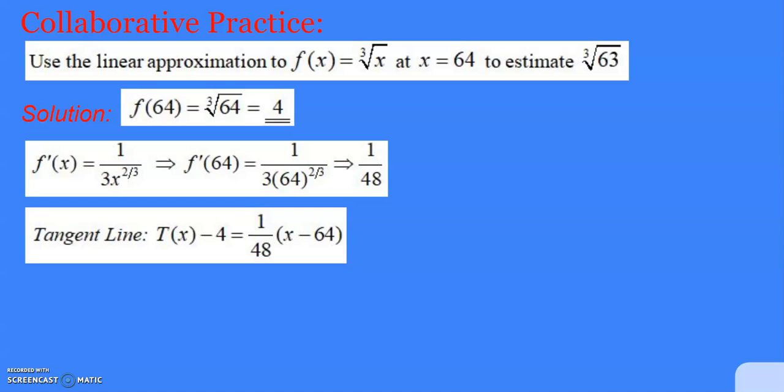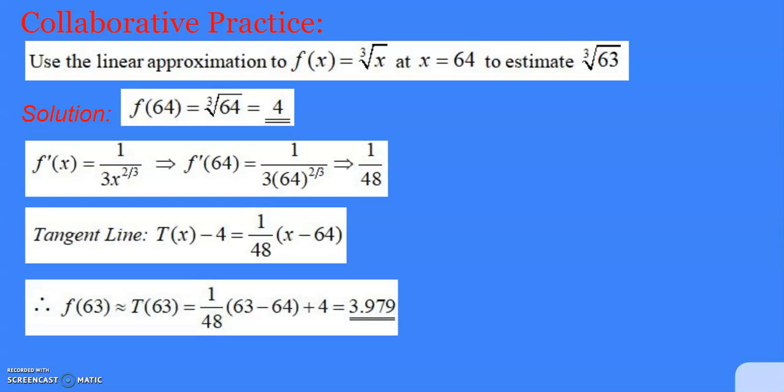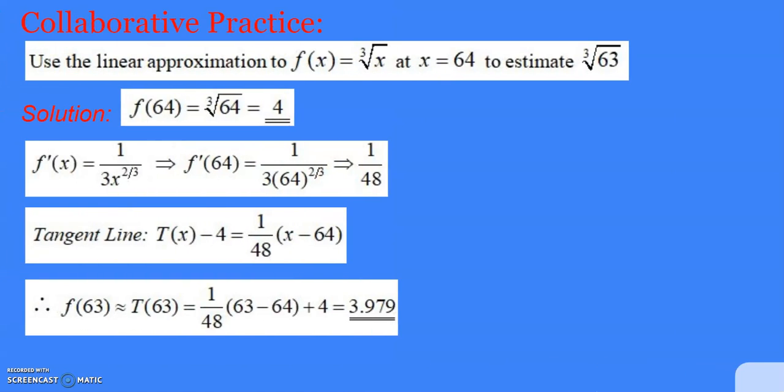So with our tangent line now, we can evaluate f(63) using the tangent line equation, and that gives us our result, 3.979.